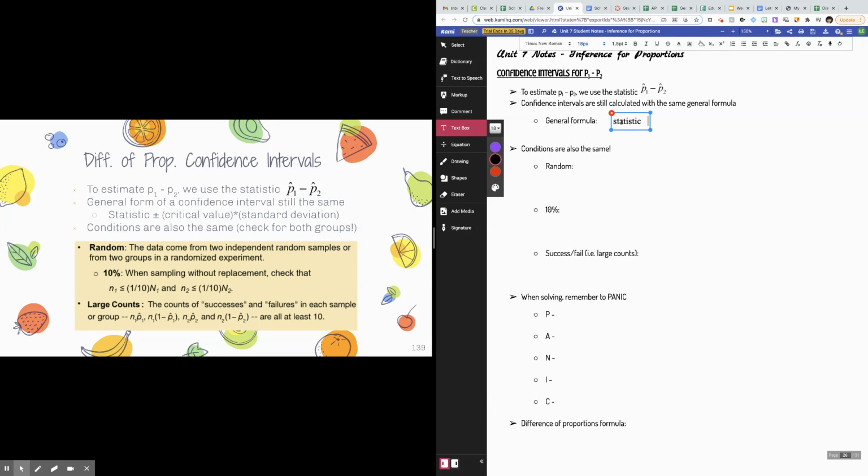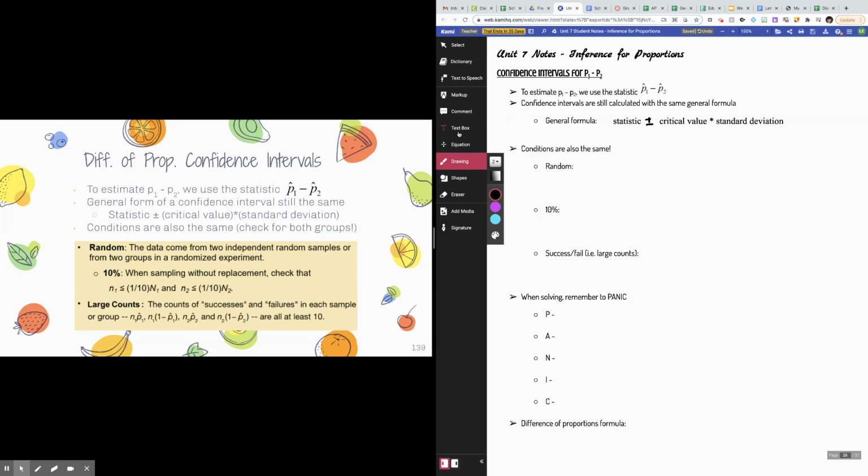plus or minus, and I have to leave myself some space so I can write the plus minus symbol. So it's the statistic plus or minus the critical value times your standard deviation. Okay, let me throw my plus minus symbol in here. Wrong color, plus minus, okay?